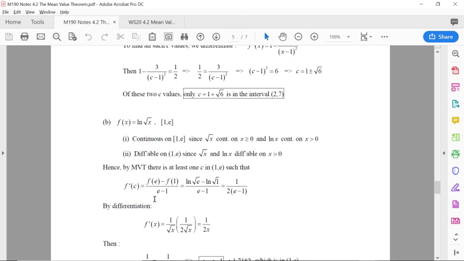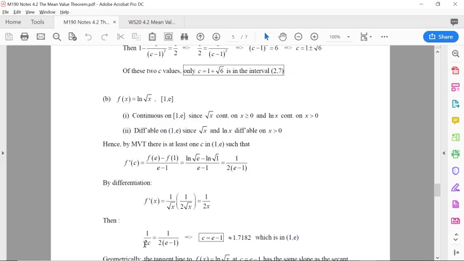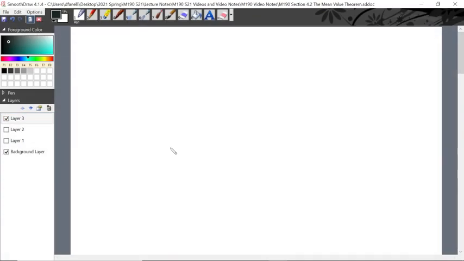And so you can go ahead and solve this. You find the derivative, you plug in c, so you get 1 over 2c, that's f prime of c, and you calculate the average rate of change over the interval, which is 1 over 2 times the quantity e minus 1, and solve this for c. You get c must equal e minus 1, approximated here, in our geometric interpretation. Maybe try another example here.